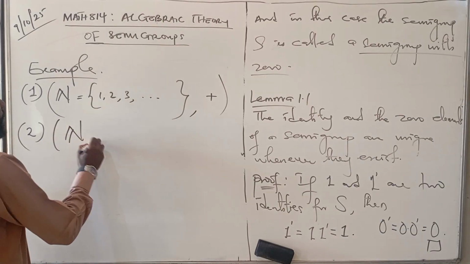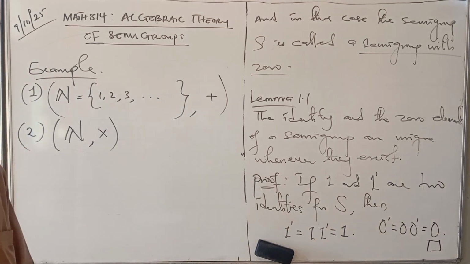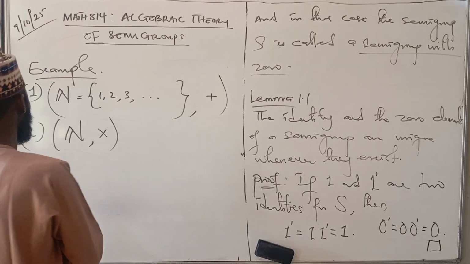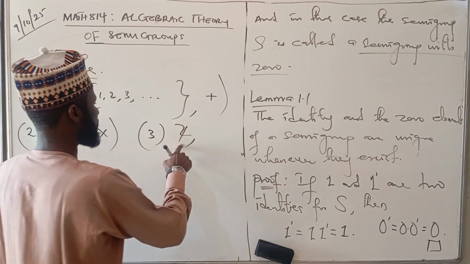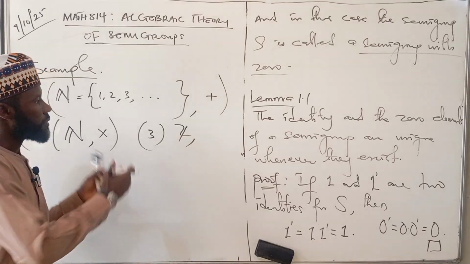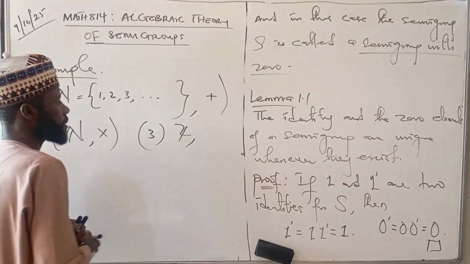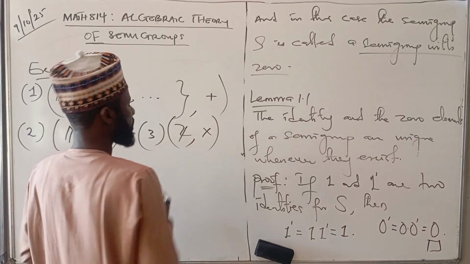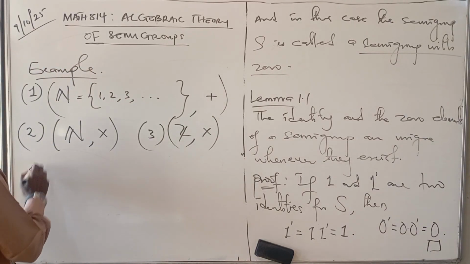Likewise, if you take N with multiplication, it's also a semigroup. And also, if you take Z with addition, you can take the set of integers. Integers will be the natural numbers 1, 2, 3, 0, and the negatives. If you take it with multiplication, this is a semigroup. Likewise, if you take with what?